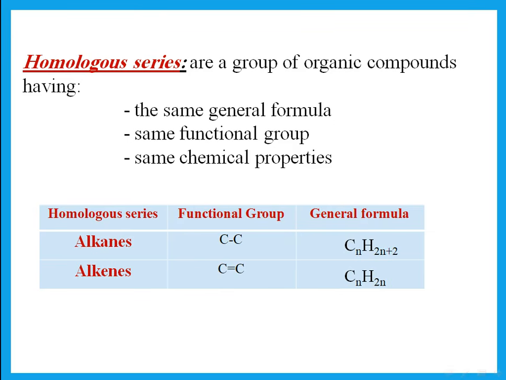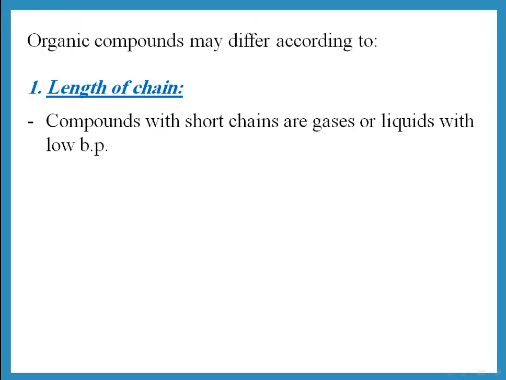So when we talk about alkanes, they all do the same general types of reactions, and alkenes all do the same reactions. Okay? Now, when we look at organic compounds, you should realize that organic compounds will differ, first of all, in the length of their chain. That means in the number of carbons. And that affects the physical properties of the compounds.